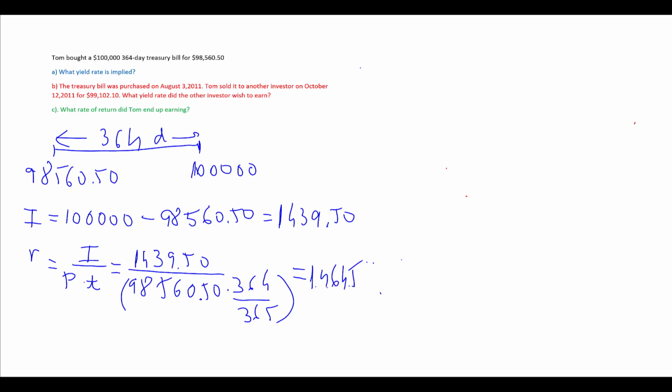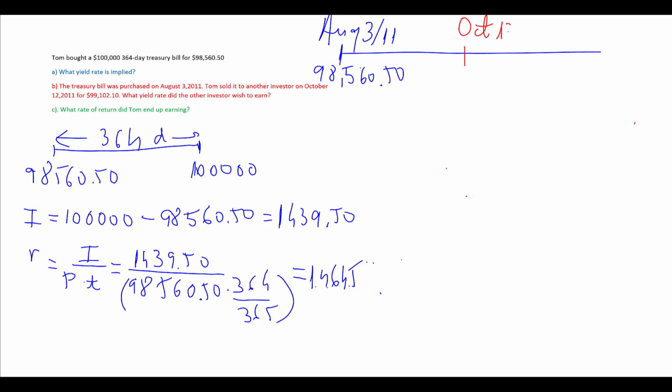For part B, we have the Treasury bill was purchased on August the 3rd, 2011. So Tom purchased it here on August the 3rd for $98,560.50. Tom sold it to another investor on October the 12th, 2011 for $99,102.10. What yield rate did the other investor wish to earn?